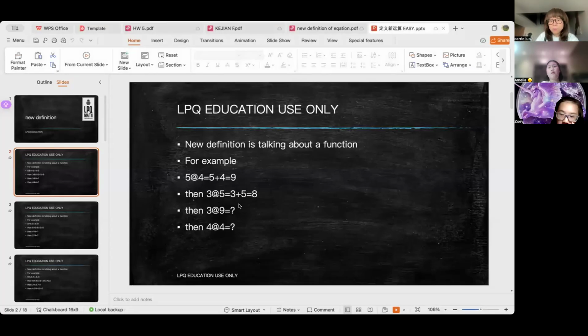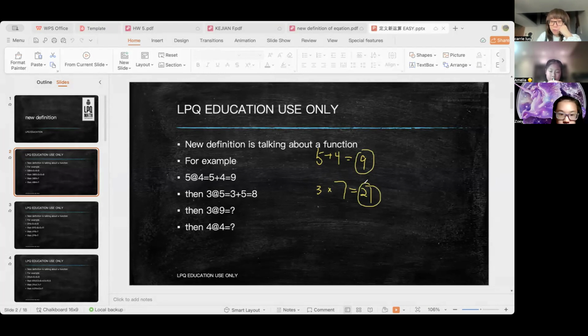Okay, so for example, we have 5 plus 4 equals 9, right? And 3 times 7 equals 21. But why is 5 plus 4 equal to 9 and 3 times 7 equal to 21? Because this symbol represents plus. This symbol represents multiplication. Correct?